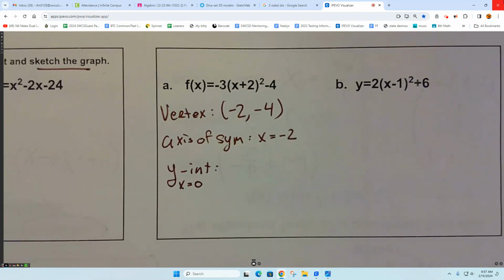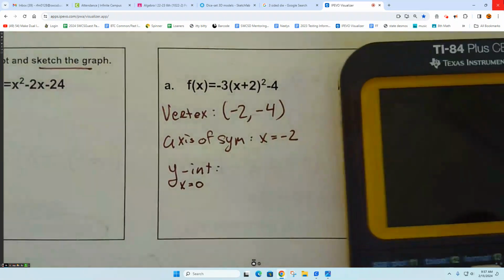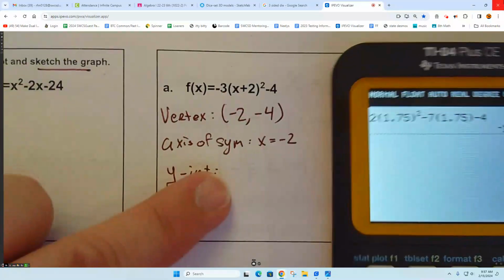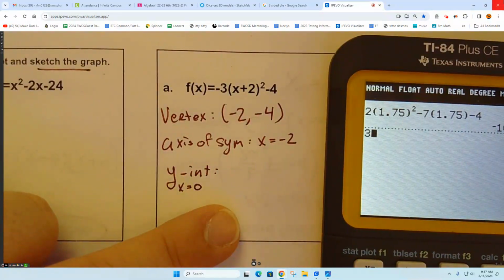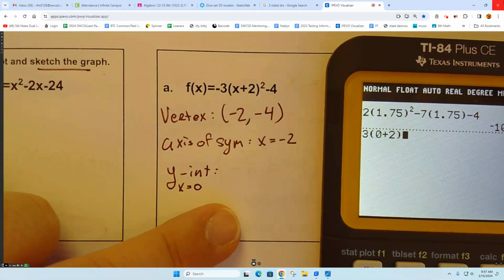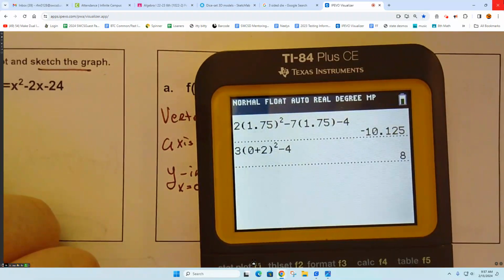If you multiplied it all out, yes, you could find it. But what if you just plug in 0 for x? Plug in 0 for x: -3 parenthesis 0 plus 2 squared, what is it going to be, like -6? It gives me 8.